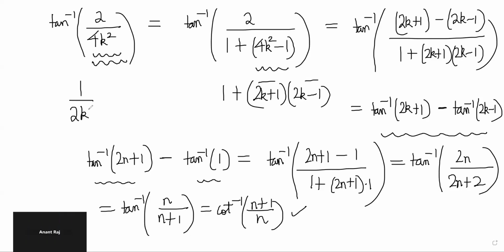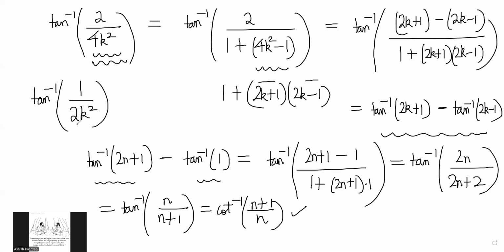When I have 1 by 2k square, it is difficult to write this. Even if I put 1 plus, it is difficult to split it into factors. So why did I convert this to this? Because you can't make factors of 2k square. You can't have two linear factors. If you do 2 by 4k square, however, now there is a possibility, because I can split 4k square as a product of two linear k's.